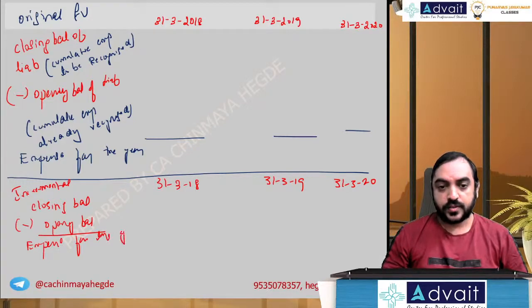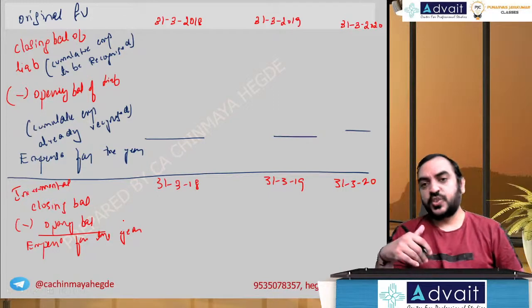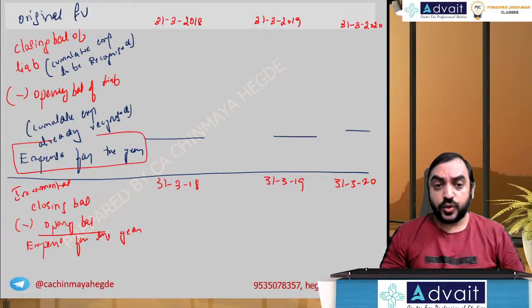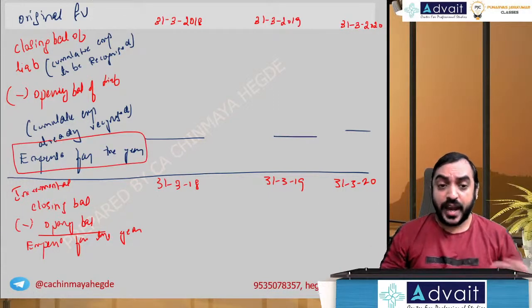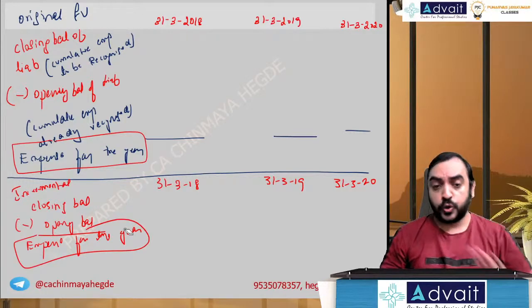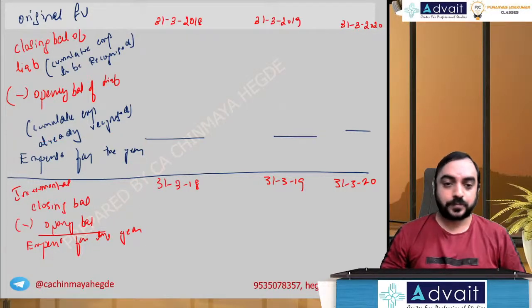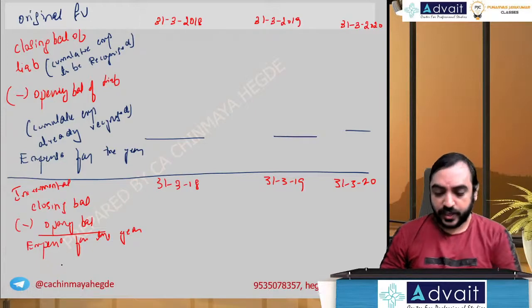Expense for the year. So effectively, two kinds of expense go to the P&L account: the original fair value expense and the incremental expense for the year. Both of them will go to the P&L account together. You have to add it up. So first year, how do you calculate?